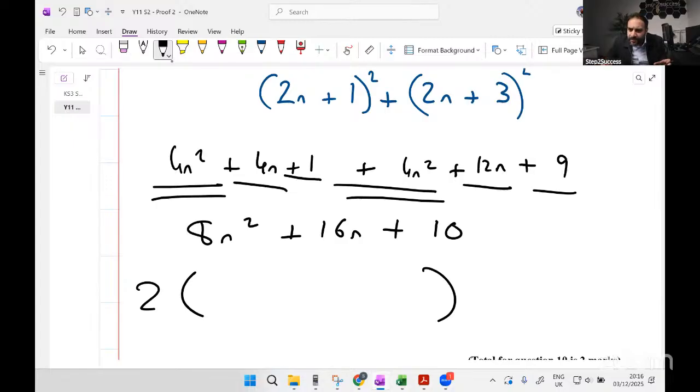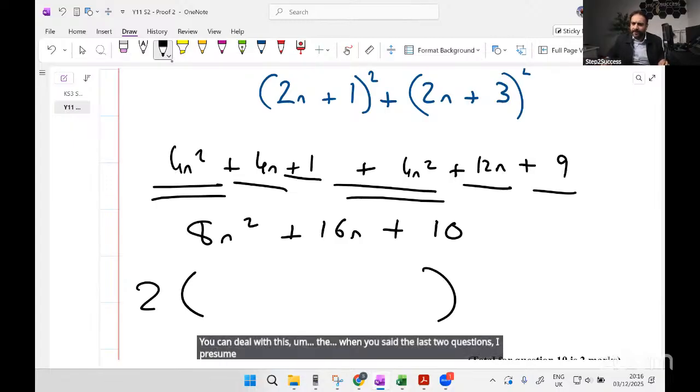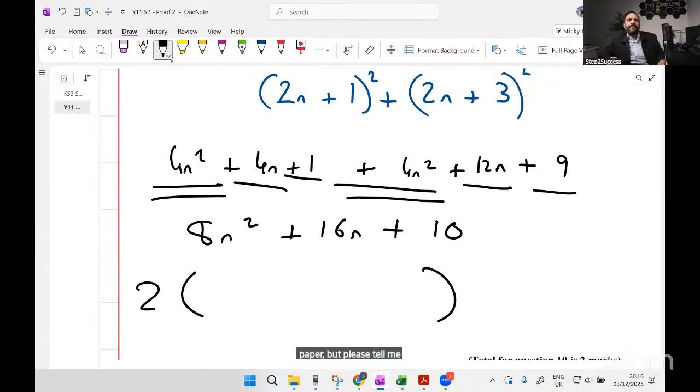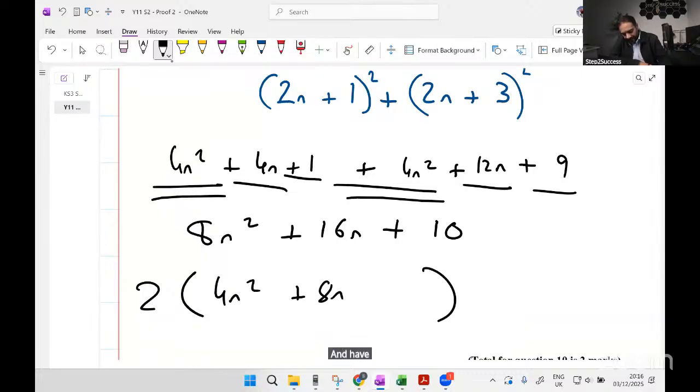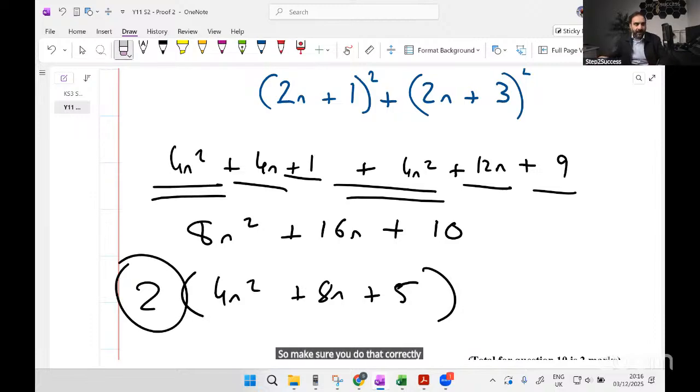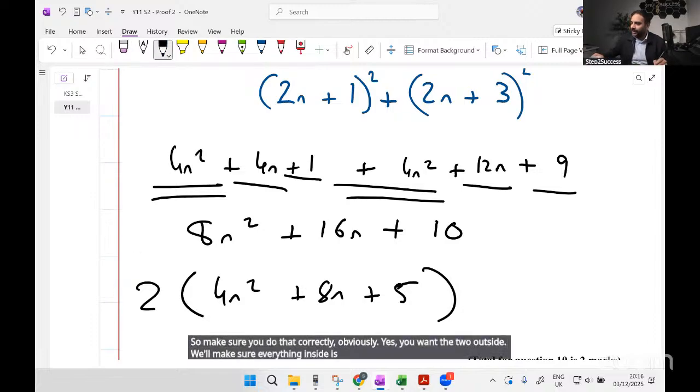When you say the last 2 questions, I presume you mean on the proof paper, but please tell me if not. Because we're trying to get to an even number, I'll just take 2 out and have 4n squared plus 8n plus 5 inside the brackets. So make sure you do that correctly. Obviously, yes, you want the 2 outside, but make sure everything inside is correct as well. Don't just vaguely put anything inside.